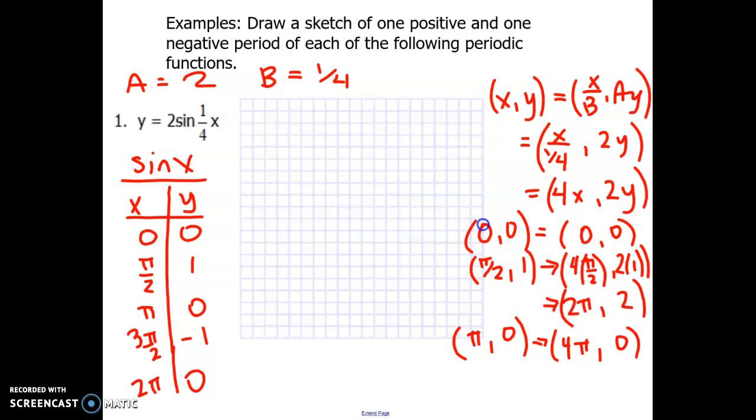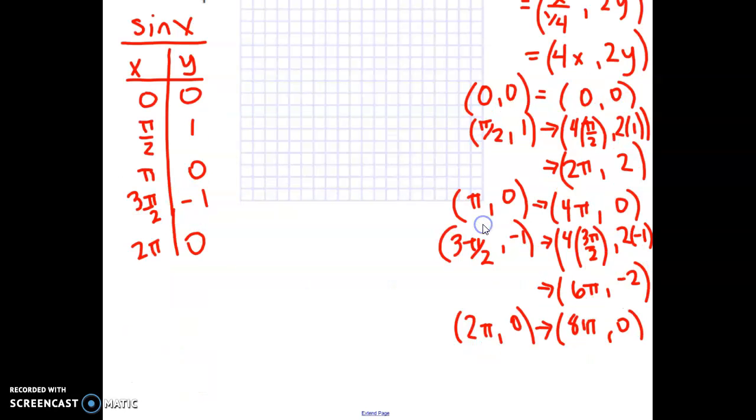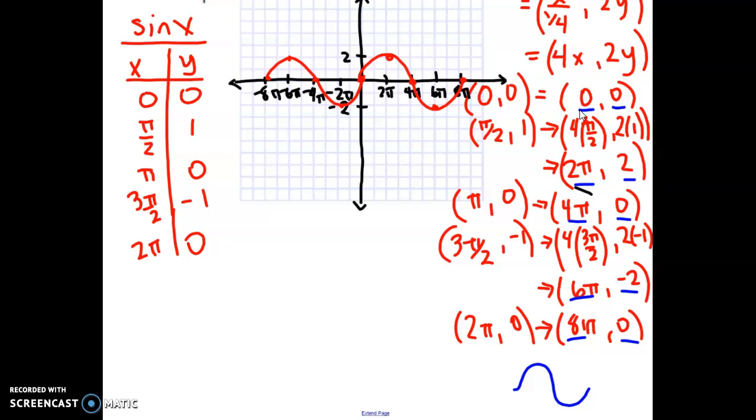Let's finish off the rest of our points. Notice the nice pattern that is created: your x values go 0, 2 pi, 4 pi, 6 pi, 8 pi, and your y values go 0, 2, 0, minus 2, and 0. So it's going to make that wavy shape. Let's plot this on the graph. Your graph would look something like this.